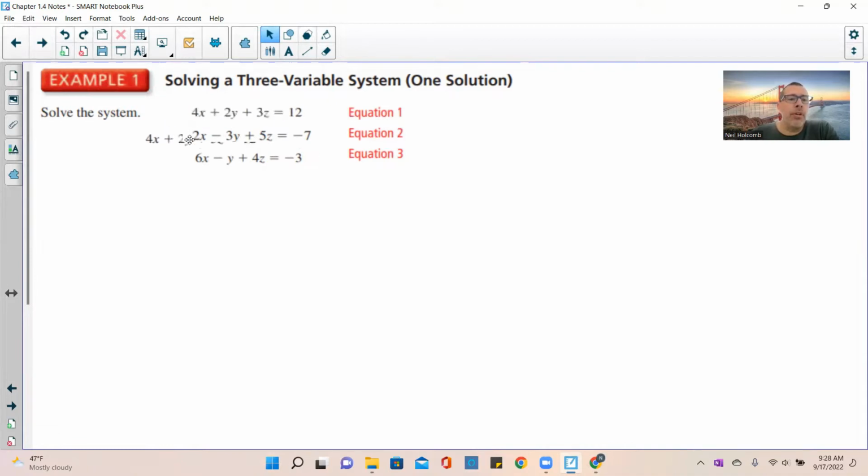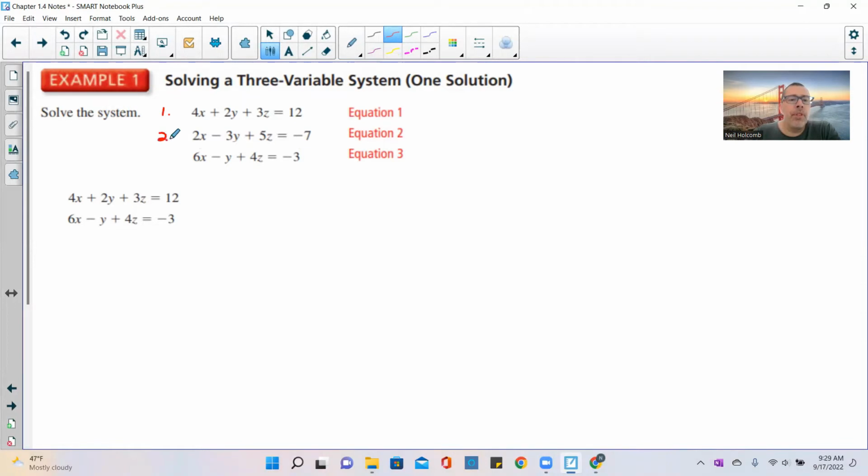What I'm going to do is take the first equation, which is 4x plus 2y plus 3z, and I could use this one here, but the book used this, so I'll follow what the book did. It does not matter. We're going to work with these two. So what did I just choose? This is equation 1. This is equation 2. And this is equation 3. So the first thing I'm going to do is work with 1 and 3.